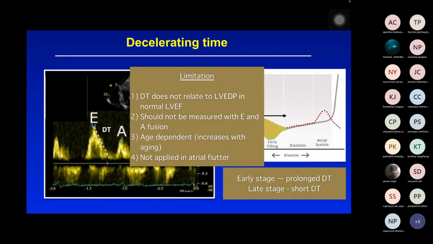One thing you should be concerned about with decelerating time: you should not apply DT in the setting of atrial fibrillation.